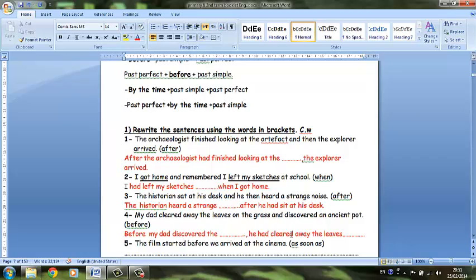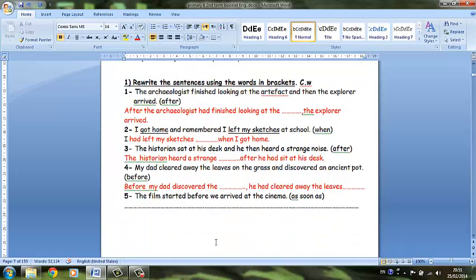So this action happened first and this action happened next. And if I want to put before in the middle, I will say my dad had cleared away the leaves on the grass before he discovered the ancient pot. Okay, the last example: the film started before we arrived at the cinema.